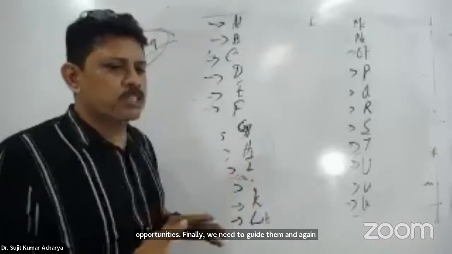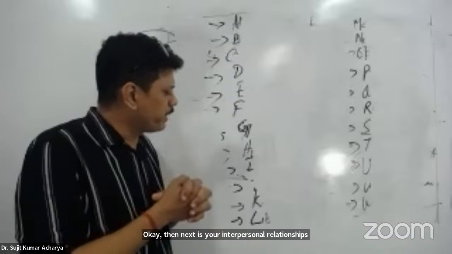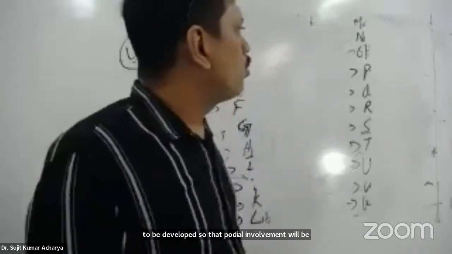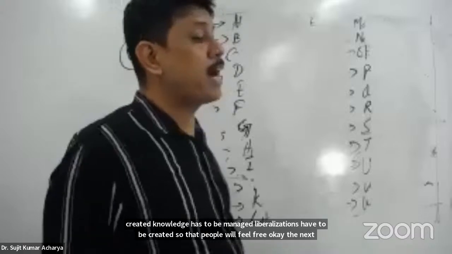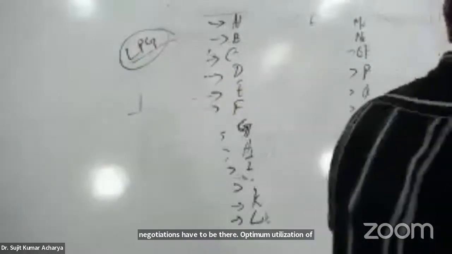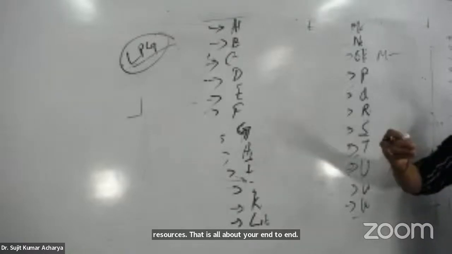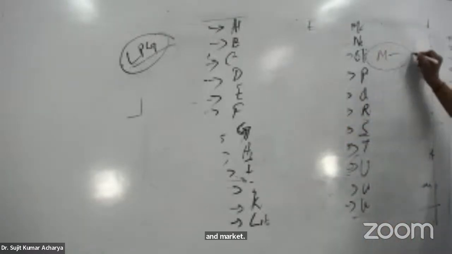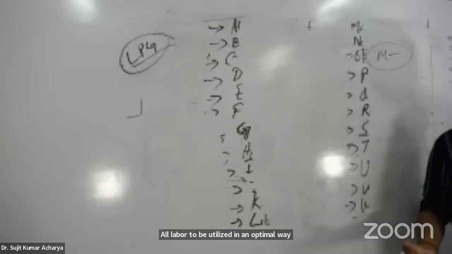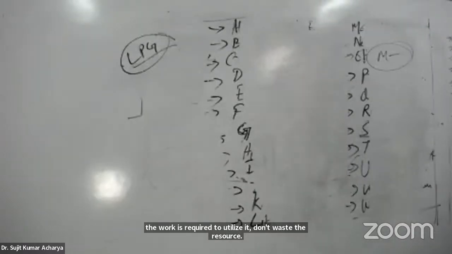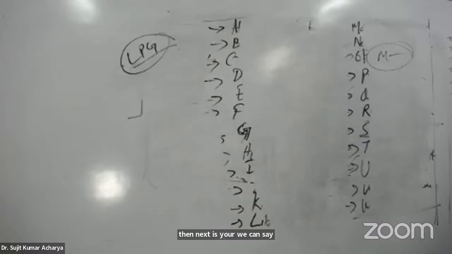Okay. Then next, interpersonal relationships are to be developed so that a cordial environment will be created, knowledge is to be managed, and liberalization is to be created so that people will feel free. With that people will become motivated, then negotiations are to be there, and optimum utilization of resources. That is all about man, money, machine. You will read the 6Ms: man, machine, money, material, method and market. All of them are to be utilized in an optimal way. Whenever it is required, utilize it, don't waste the resource. Then next is your quality control, then re-engineering, restructuring, sustenance, task control, utilization of resources, value-based decisions, and work ethics.